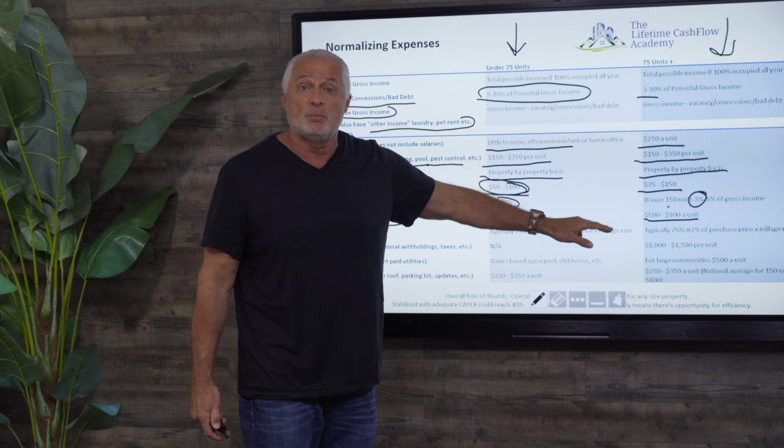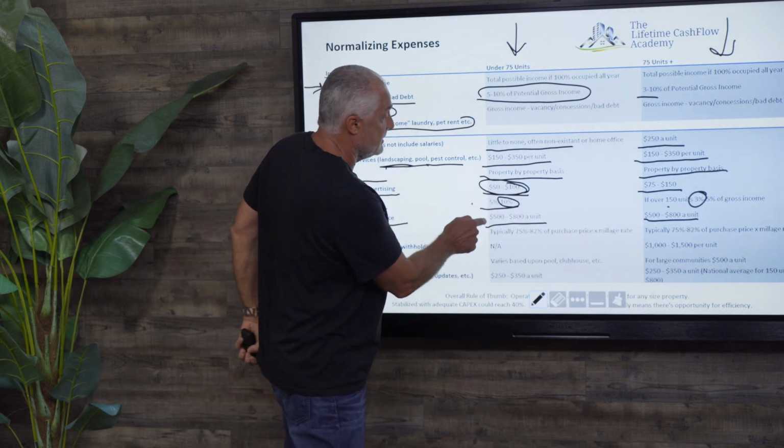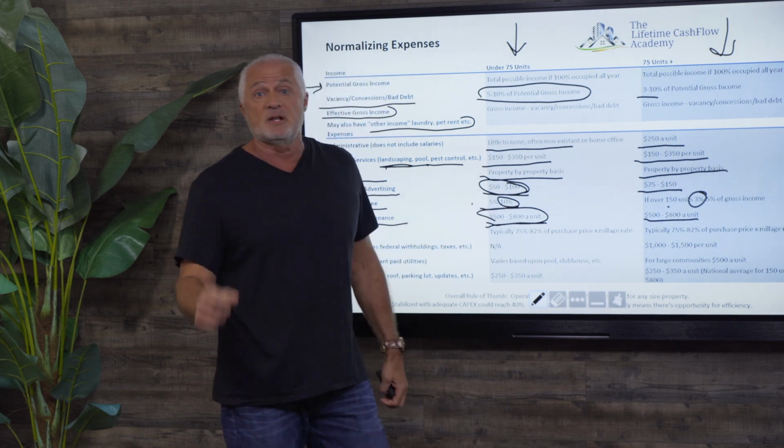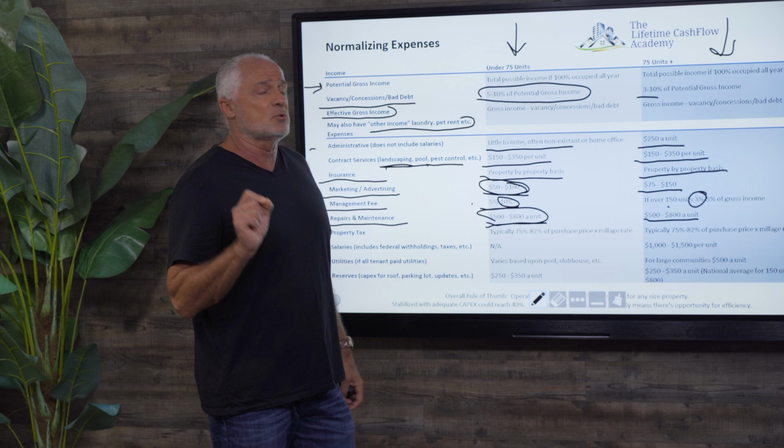Now, if it's a really old property or it's a C minus asset, you might want to go to $1,100 here, okay? You might want to go to $1,100 on a smaller asset. Not on a big one, but on the smaller one for sure. So don't be aggressive there.